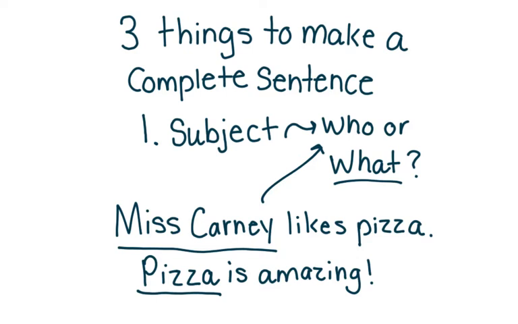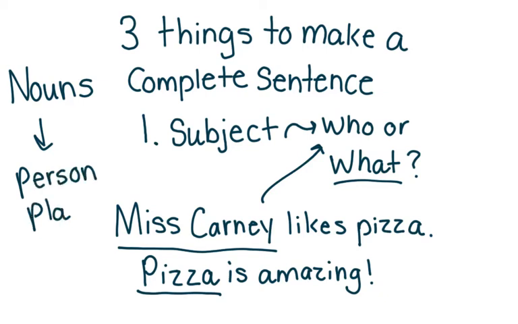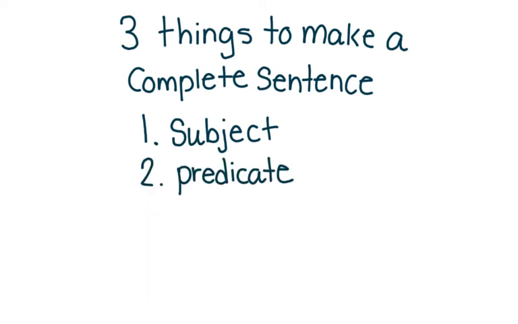So when we think about subjects, mostly we are talking about nouns. And nouns are a person, a place, or a thing. So that is something to keep in mind when we're talking about subjects. The next thing that we need, after a subject, is a predicate.